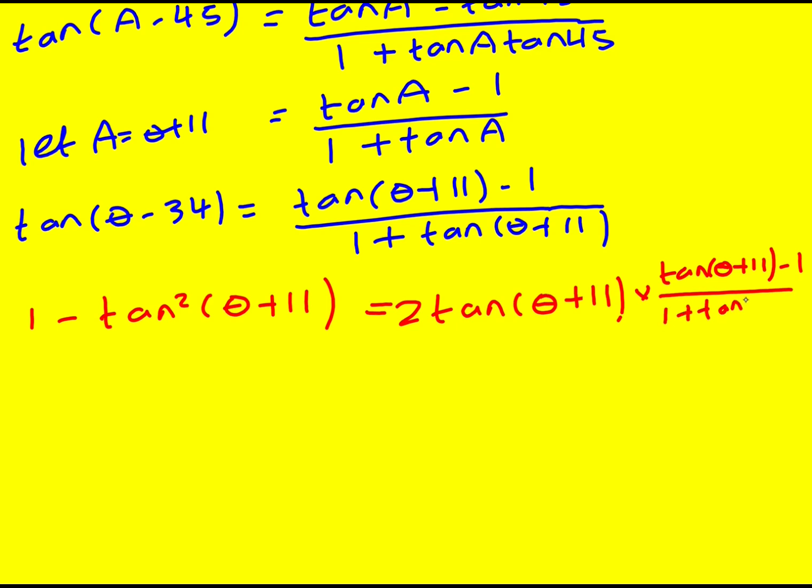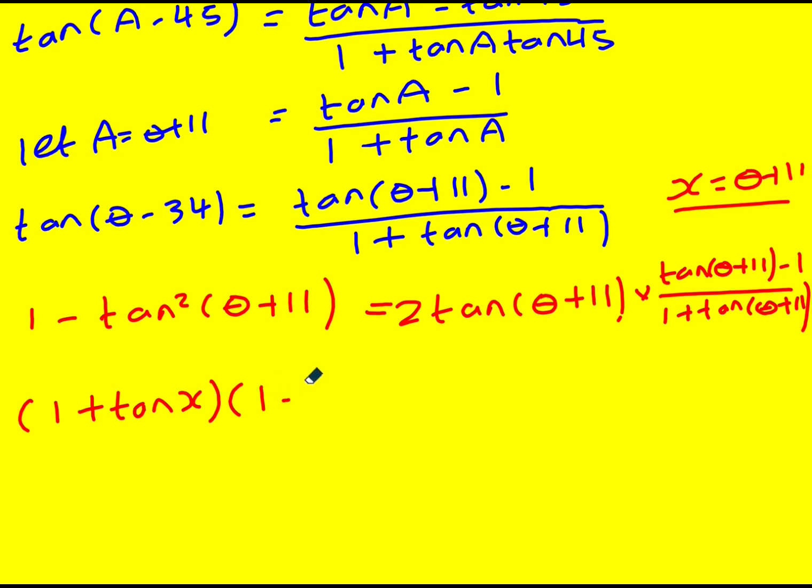Okay, and then this is where the difference of two squares came in useful. Because I can write this as 1 plus tan, and do you know what? At this point, I'm just going to call it tan x. X can equal theta plus 11. To be fair, I could have called it A, but let's call it X because that's what we're trying to solve for. Then 1 minus tan X is going to equal 2 tan X times tan X minus 1.